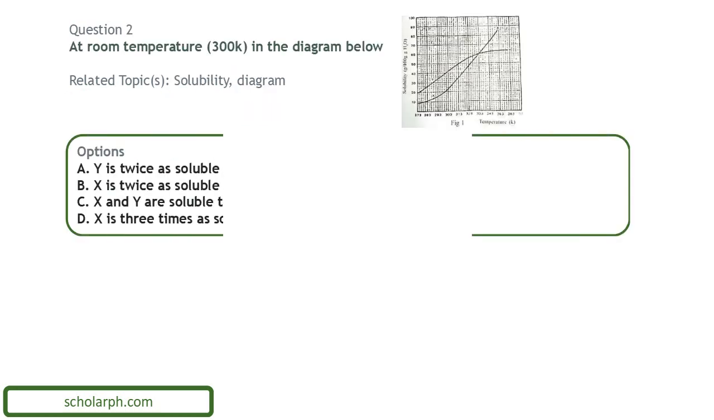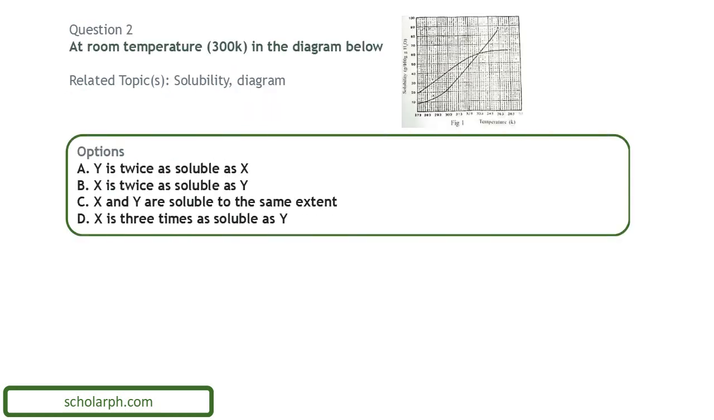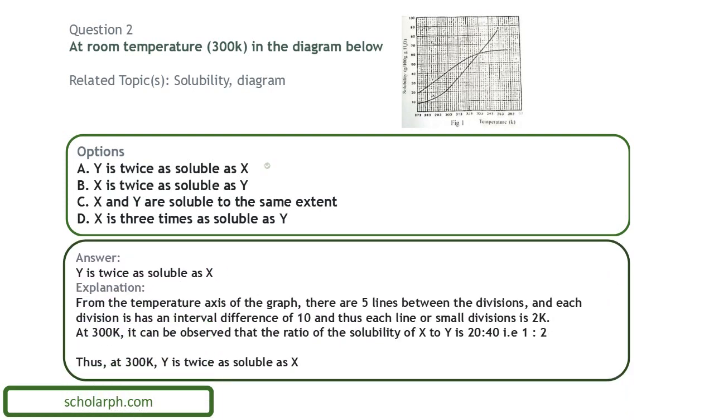Okay, so at room temperature, that's 300 Kelvin in the diagram below. So we have to basically validate which one of these options is correct. Now if we look at the axis here, this is 273, this is 283, 293. See that there's a difference of 10 here. Here too we have a difference of 10, 20 to 30 to 40. So we have a difference of 10 as well here.